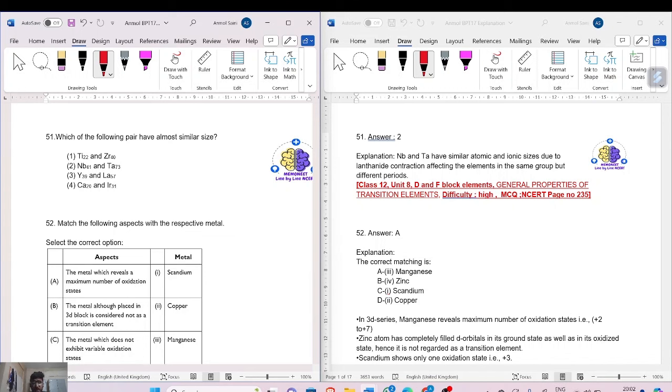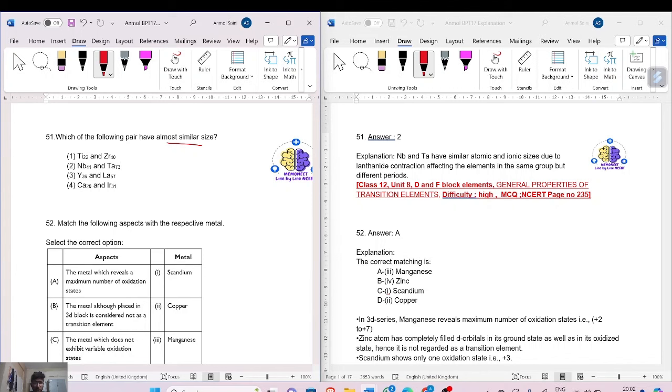In this BPT we have the D and F block elements chapter. So the first question is: which of the following pairs have almost similar size? Our options are titanium (22) and zirconium (40) atomic number, niobium and tantalum, yttrium and lanthanum, calcium or iridium.